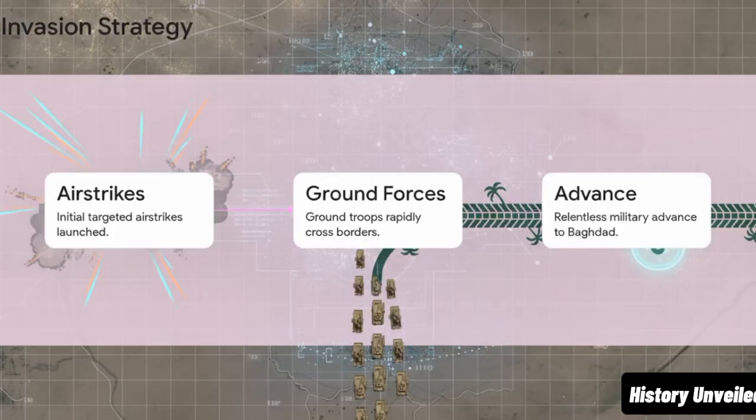The military strategy here was defined by sheer velocity. It all started with those famous shock and awe airstrikes in the early hours, designed to completely neutralize command and control centers. Almost immediately after, coalition ground forces rapidly crossed the borders from the south. It was a relentless, highly mechanized military advance, driving straight through the desert toward the heart of the country, Baghdad.